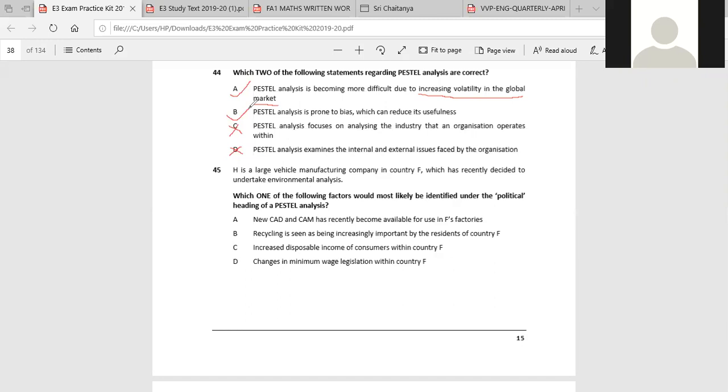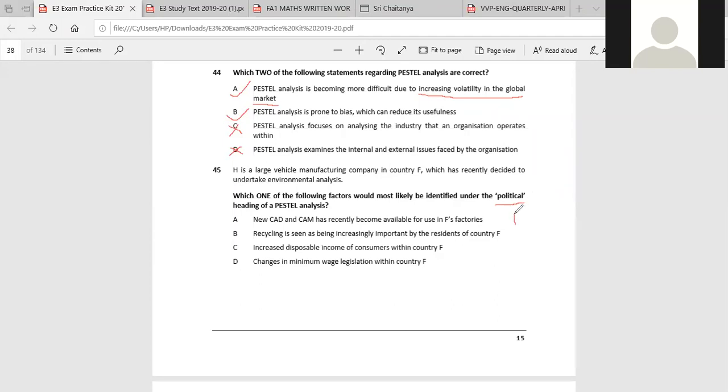Which one is a political heading? Which one is political among these four? Which one of them falls under the category of political? What does A fall under? The point A falls under which category? Technological. Okay.